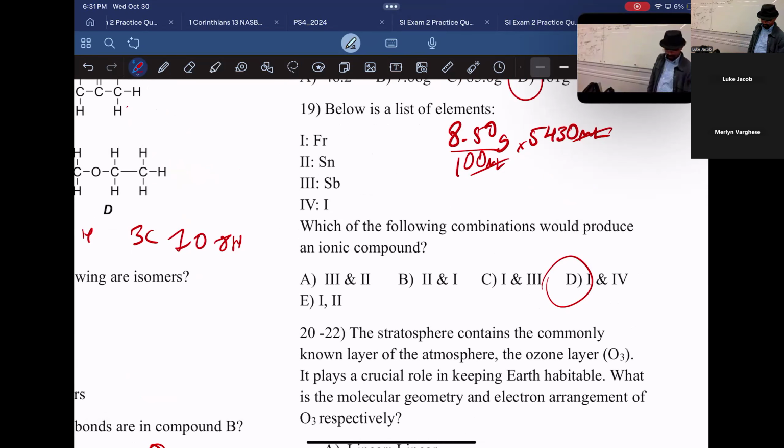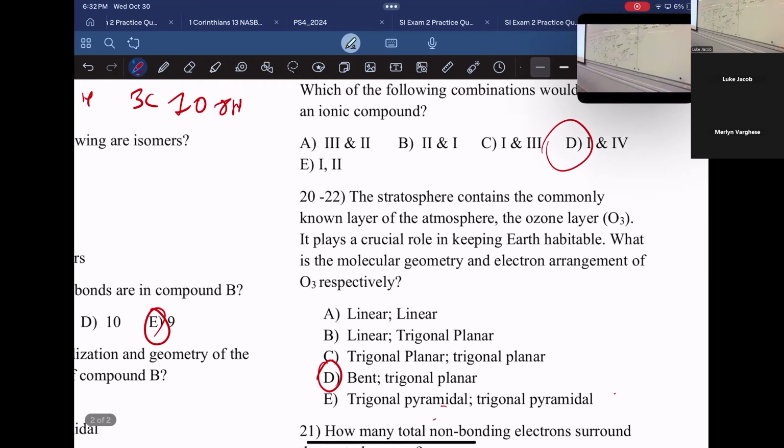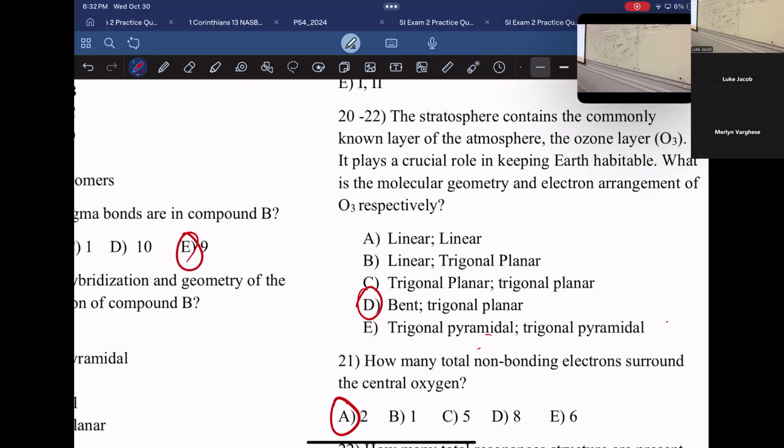Which of the following combinations is an ionic one? Francium is actually the least electronegative element on the periodic table. It's on the furthest left, down there. So it has the lowest ionization energy as well. You haven't learned that yet, but it's pretty cool. Francium iodide would be the answer, so D.